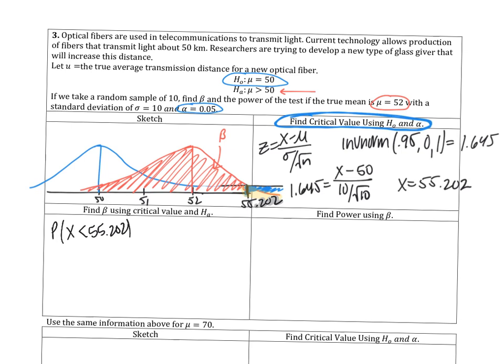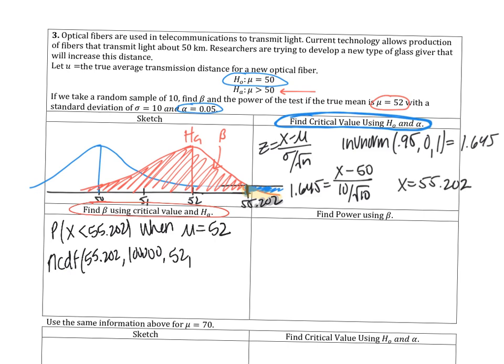But remember, this time we're dealing with the alternate. We use the null to get that critical value, and we don't even think it's true, so we're only looking at the alternate curve. So we're going to use a mu value of 52. So this is normal CDF, 55.202, something big, 10,000. The mean is 52, and standard deviation is 10 over root 10. And we get out approximately 0.844.